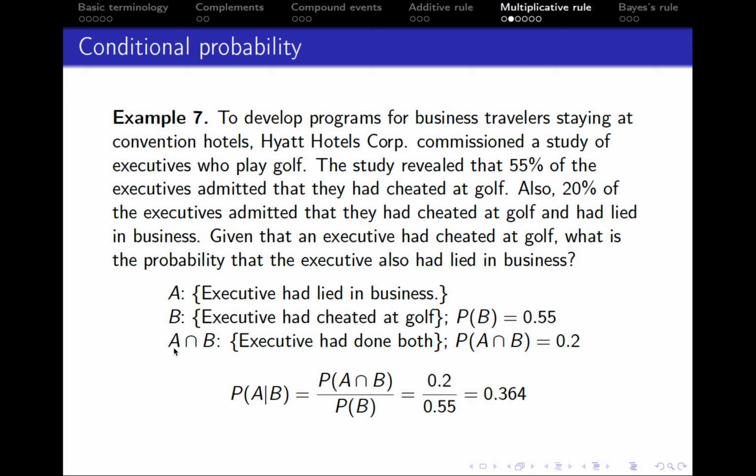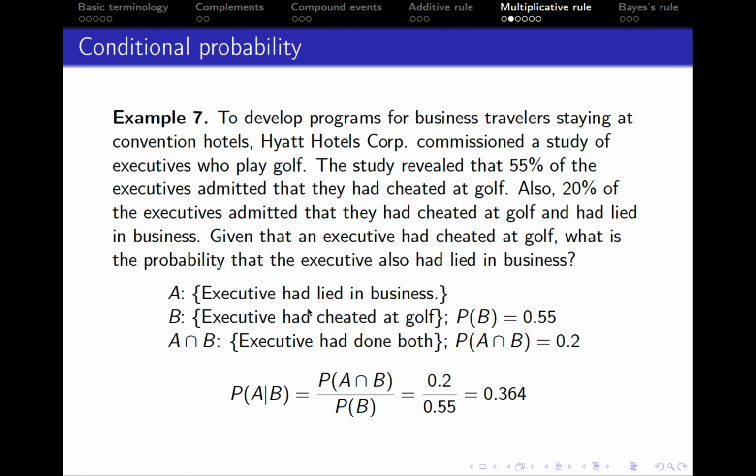And we also know the probability of the intersection of events A and B, so the probability that an executive had both lied in business and cheated at golf. And we know this from this sentence: also, 20% of the executives admitted that they had cheated at golf and had lied in business. So the probability of these two events happening at the same time is 20% or 0.2.